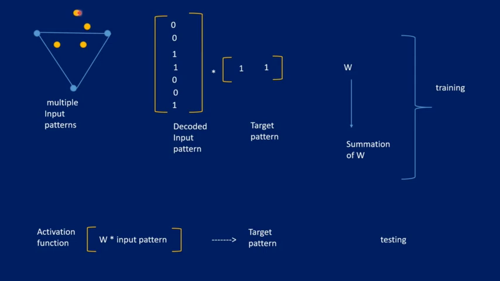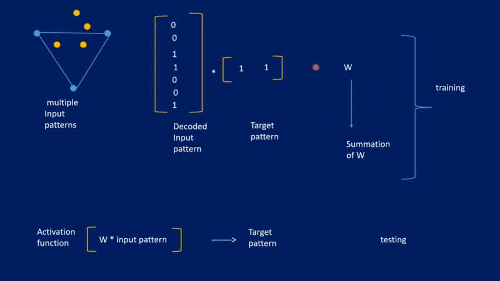So first one, here it is yellow, so we kept a 0. Then second, again a yellow, so we kept 0. Then here are 2 blue dots, so we kept 2 ones, thereafter 2 zeros and finally a 1. Now this decoded input pattern is multiplied with the target pattern which we have already been given. After this multiplication of the two matrices, we will obtain some weight.